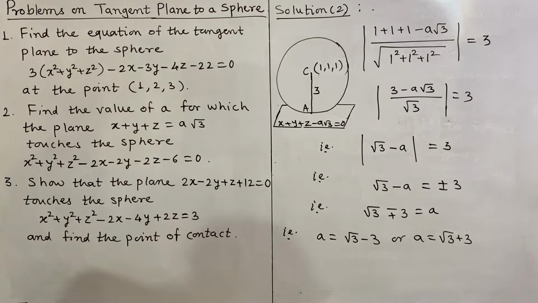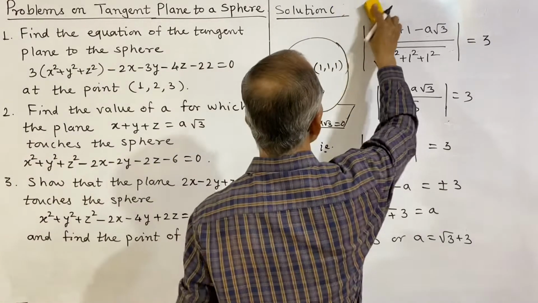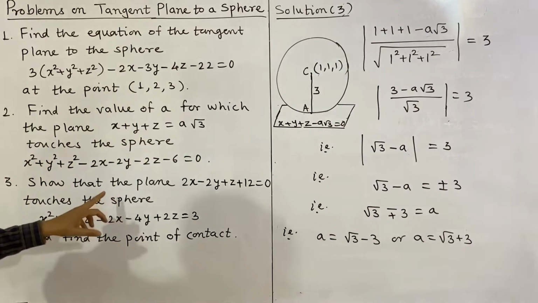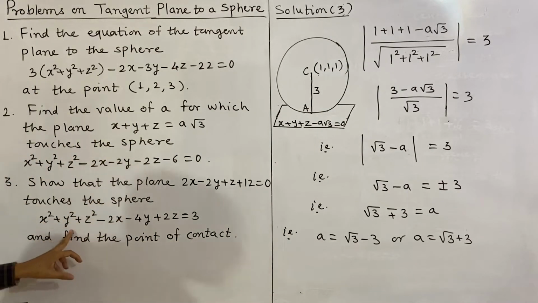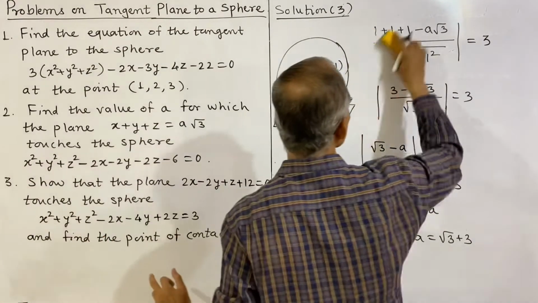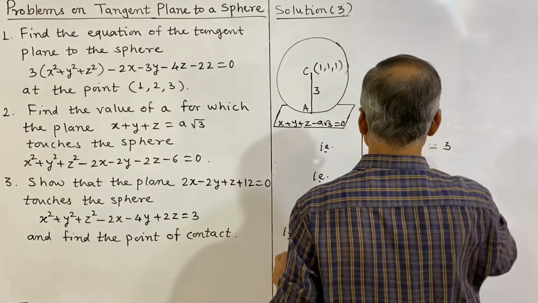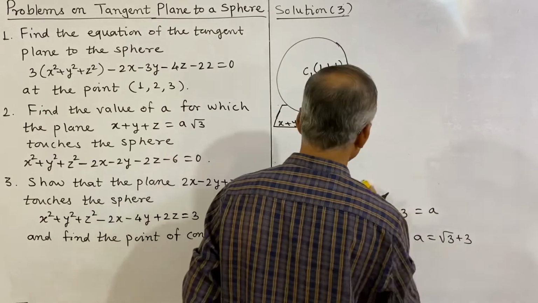Now the third problem solution is: show that this plane touches the sphere. Again we have to use the condition of tangency to show the given plane is a tangent plane. Touches the sphere means it is a tangent plane.